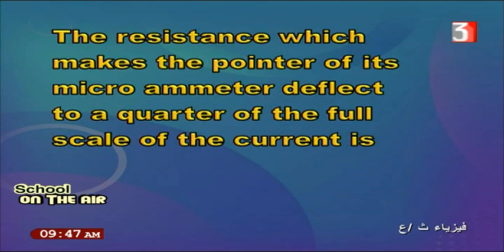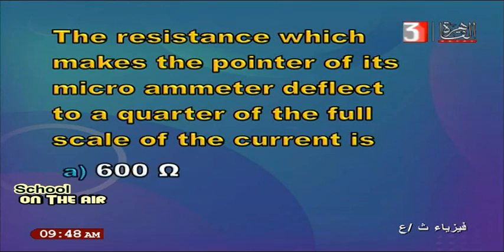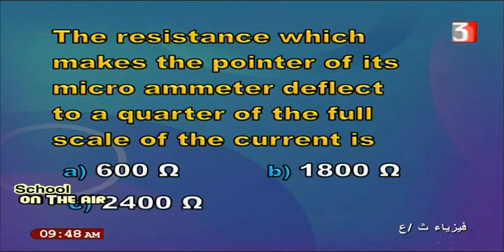What about the choice? The resistance which makes the pointer of the microammeter deflect to a quarter of the full scale of the current. Okay, this is very interesting and intelligent. Is it 600, 1800, 2400, or 3600? It is 3600, but how did I manage to know it? Stay with me, please, because this is very important.